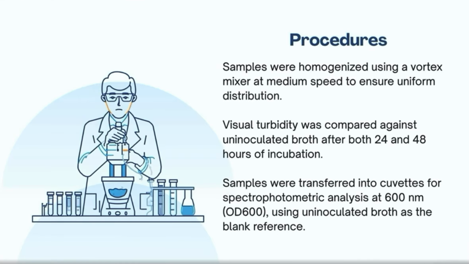In procedure, samples were homogenized using a vortex mixer at medium speed to ensure uniform distribution. Visual turbidity was compared against uninoculated broth after both 24 and 48 hours of incubation. Samples were transferred into cuvettes for spectrophotometric analysis at 600 nm, using uninoculated broth as the blank reference.